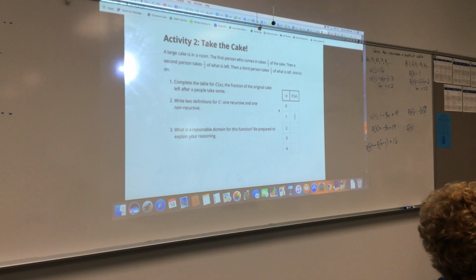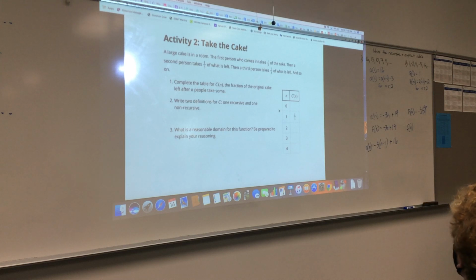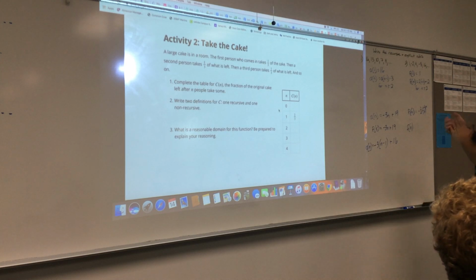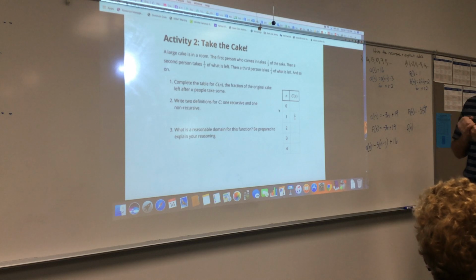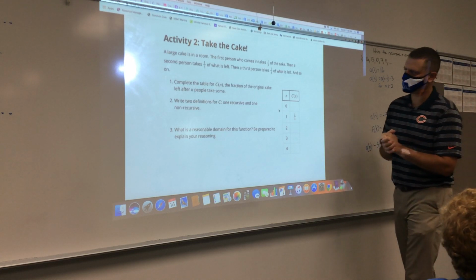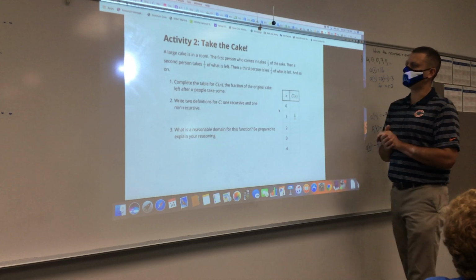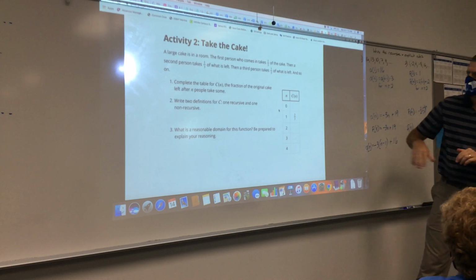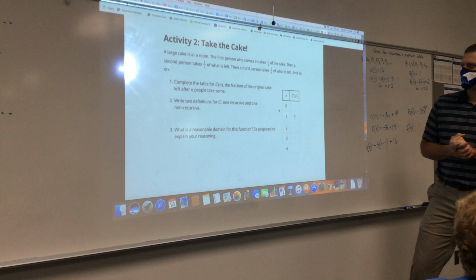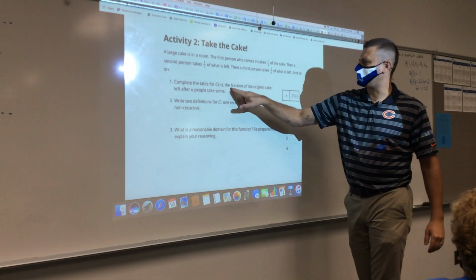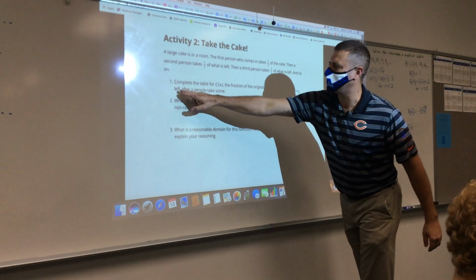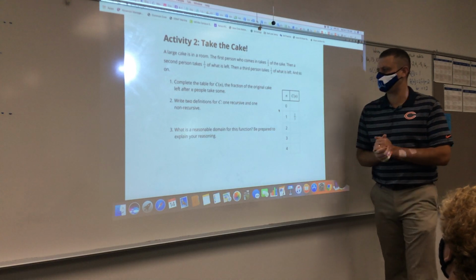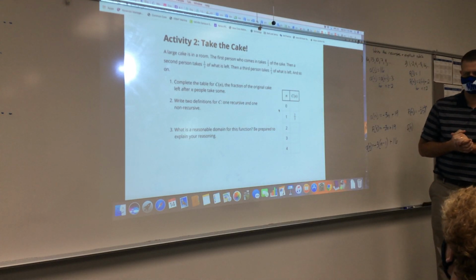All right, so there's our first activity. Take the cake. A large cake is in a room. The first person who comes in takes one third of it. Then a second person takes one third of what is left. Then a third person takes one third of what is left. And so on and so on. Complete the table for C of N, the fraction of the original cake left after N people take some.